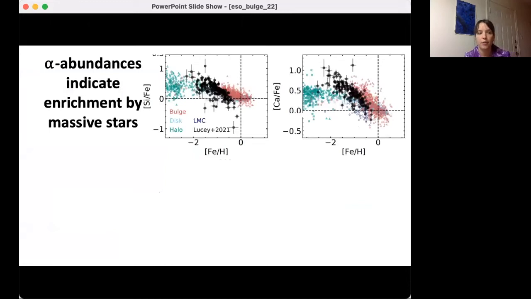Another key finding from our chemistry is that we find enhanced alpha elements in silicon and calcium for our most metal poor halo stars. What this indicates is that these stars were enriched by more massive stars than what we typically see in the halo, which is the green points here. That's consistent with our ideas of the first stars, since we think the first generation of stars would have had a top-heavy IMF.